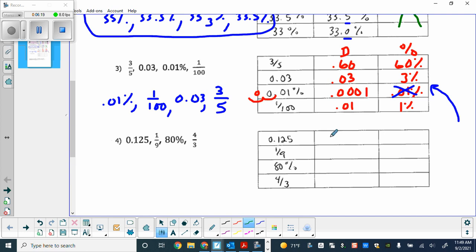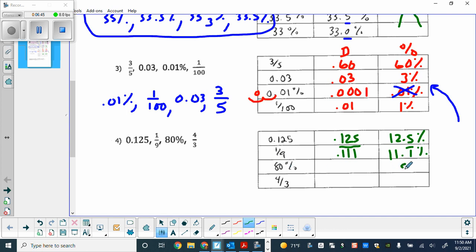And here we are on the final problem here for ordering. Again, I've just got the numbers listed here in my chart. This is the decimal column. This one's already a decimal, but that is 12.5%. 1/9, when you do 1 divided by 9, that's a 0.111 repeating, which if I move it over twice, it's 11, and then the ones keep repeating, percent.